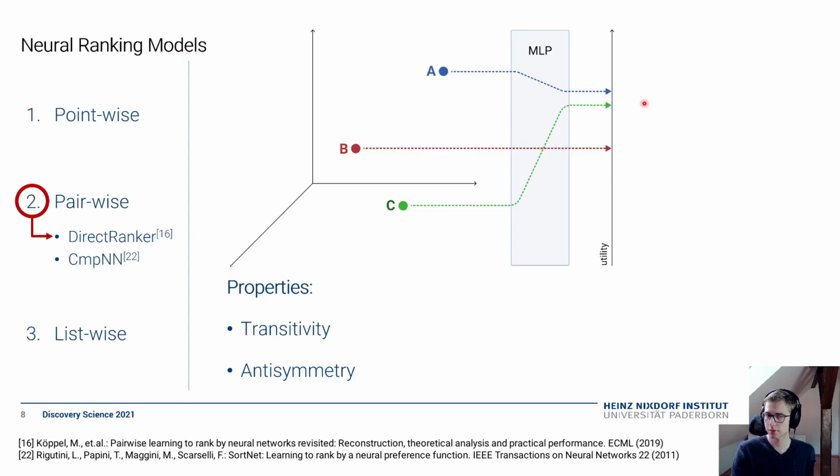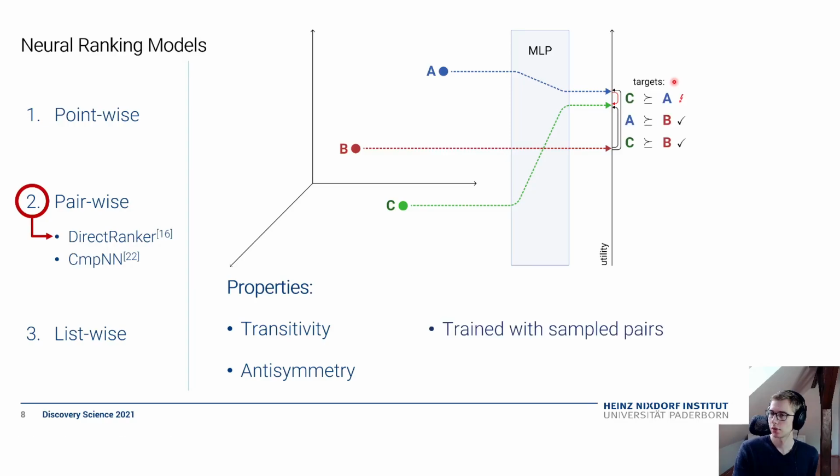At first glance, direct ranker actually looks very similar to the pointwise regression approach we just discussed, in that it also maps all our objects to a numerical utility value. The main difference lies in the loss function that is used to train this model. Here, the targets that are used to compute the loss are ordered pairs of objects, with the goal being to minimize the number of pairs which are ranked incorrectly by the model.